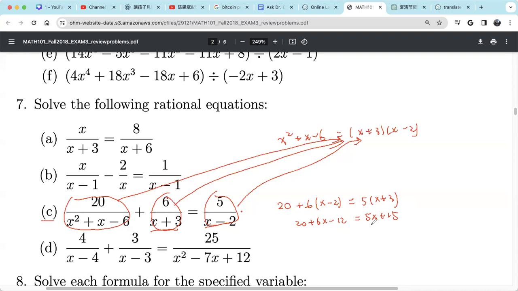Right? So we'll move 5x to this side, so I have 6x minus 5x. On the other side, we have 15. Now this side, we have 20 minus 12, that's positive 8. Move to the other side, it becomes minus 8. 6x minus 5x is 1x. 15 minus 8 is 7. So x equals 7, we get one solution.